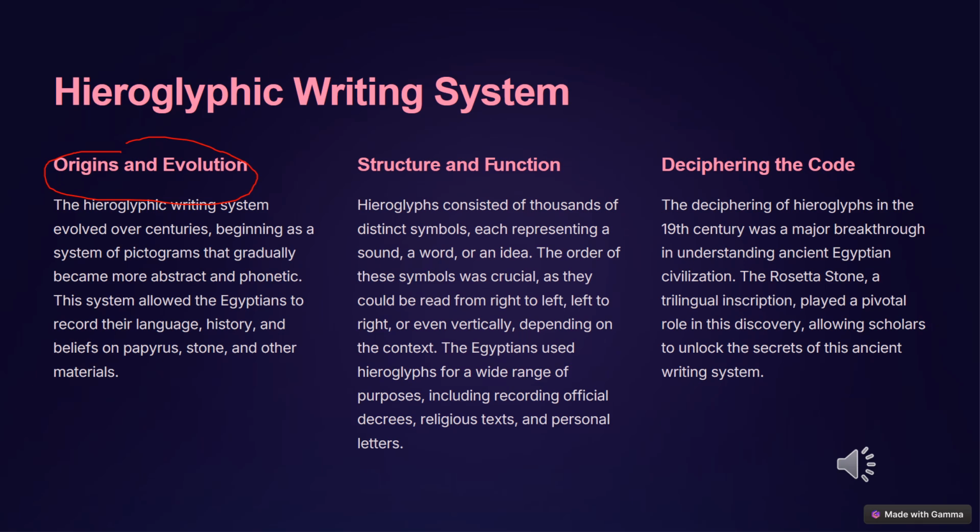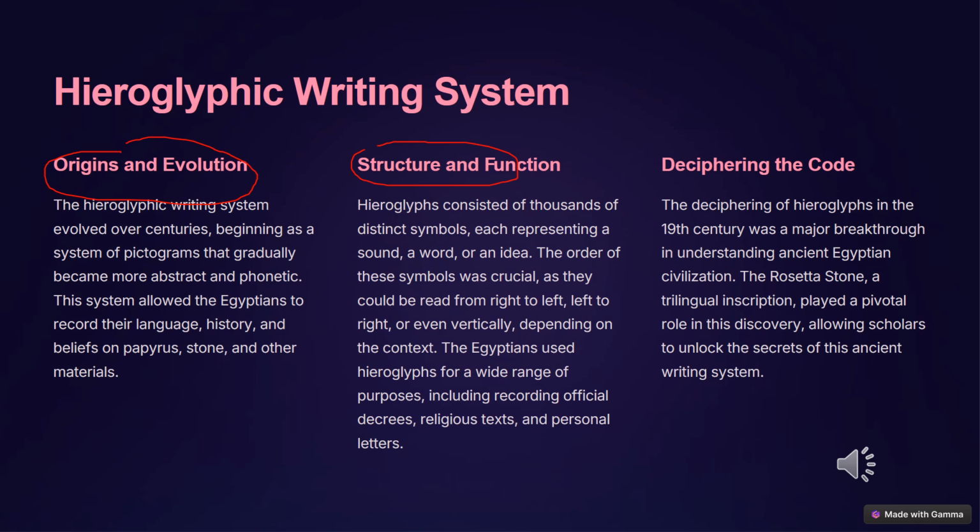Next, we examine the structure and function of the writing system. Hieroglyphs consisted of thousands of distinct symbols, each representing a sound, word, or idea. The order of these symbols was crucial and could be read from right to left, left to right, or even vertically, depending on the context.